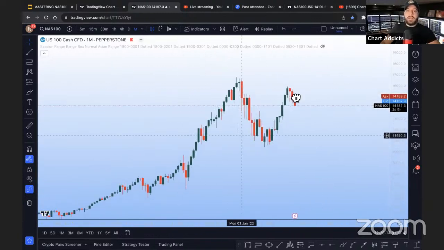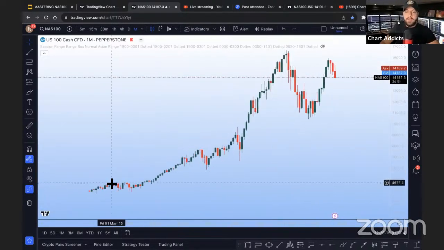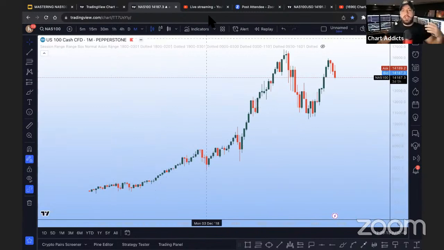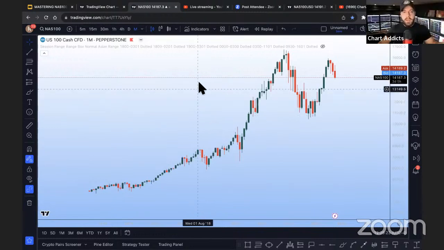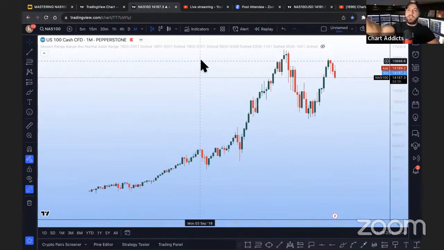I'm going to show you some context about what NASDAQ has been doing over the past, let's call it 10 years. And this should give you a pretty good primer of how this market moves. And also, if you don't want to trade NAS100, you can implement this to whatever instrument you're trading.